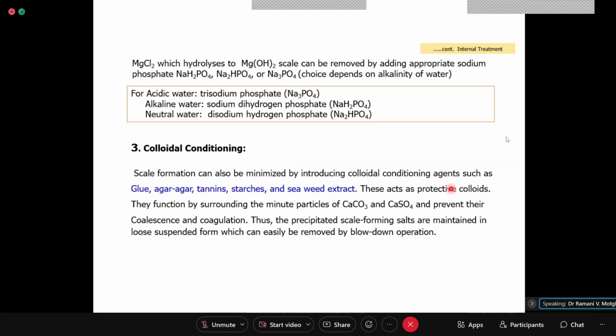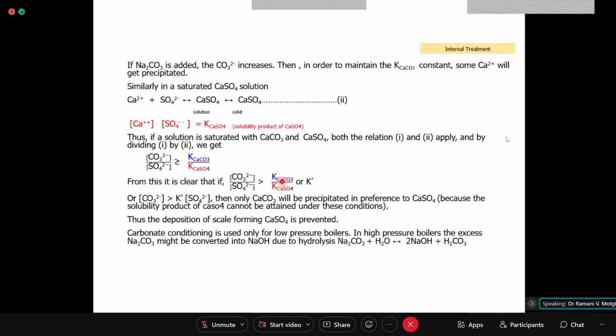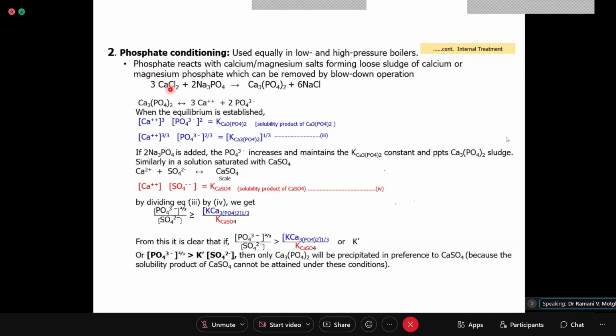The conditioning agents are glue, agar-agar, tannins, starch, and seaweed extract. So the principle is totally different. What is the principle in the first case? The scale forming salt is converted into sludge forming salt, but this works only in low pressure boilers. In high pressure boilers, the scale forming salt is converted into sludge forming salt, and this works in high pressure as well as low pressure boilers.